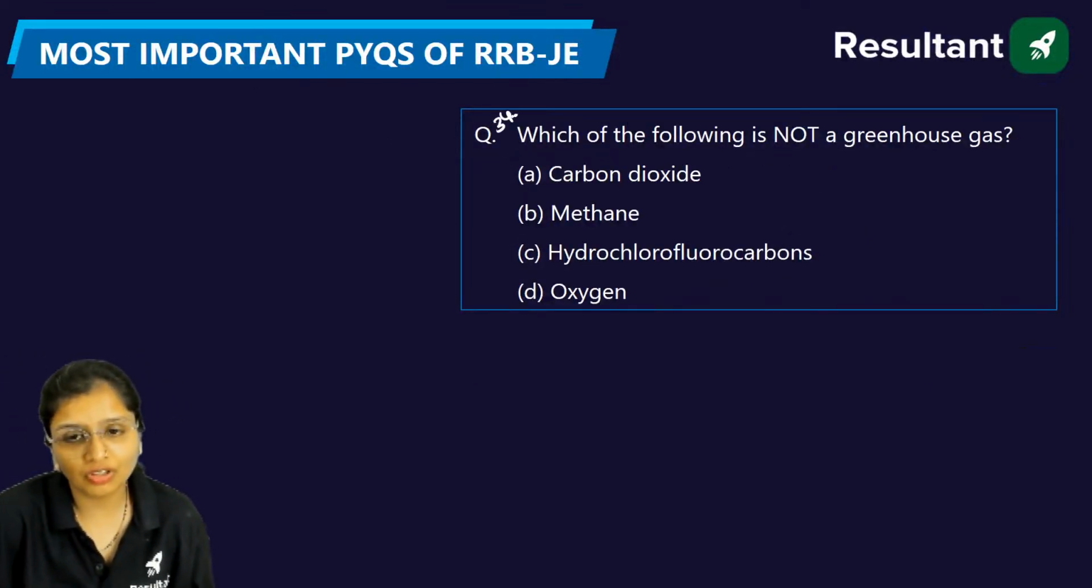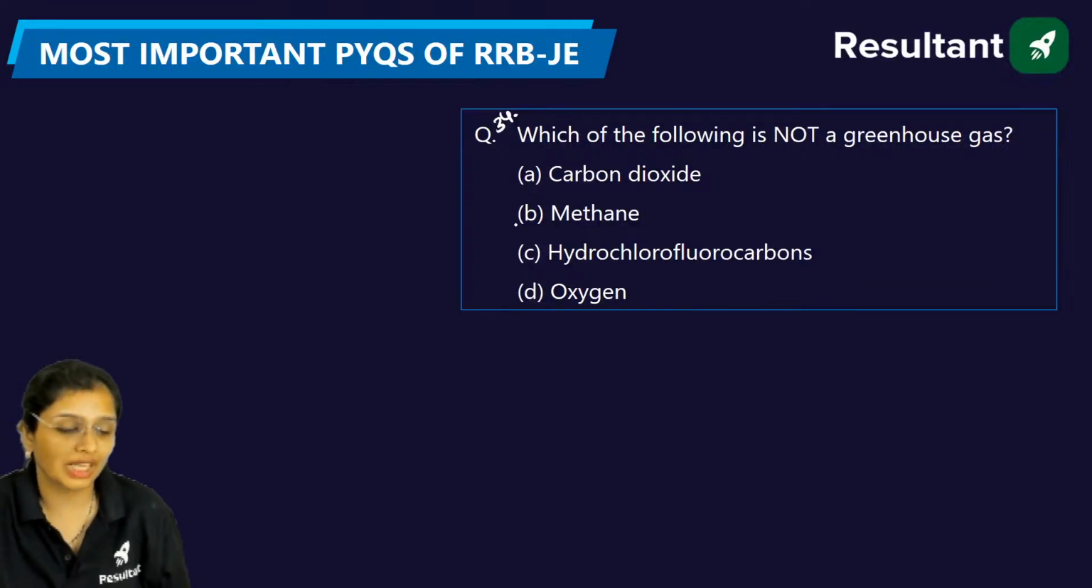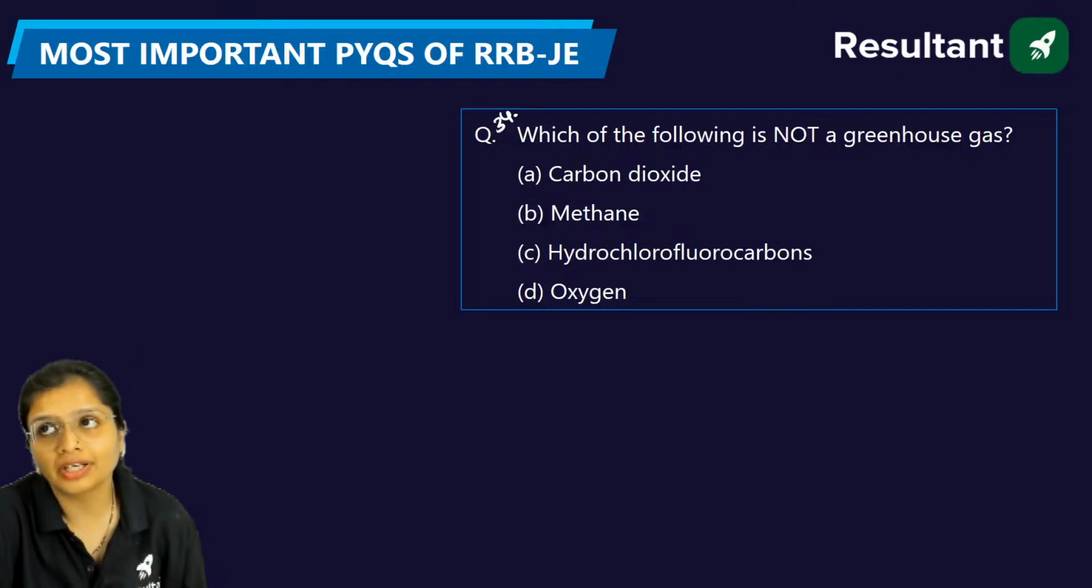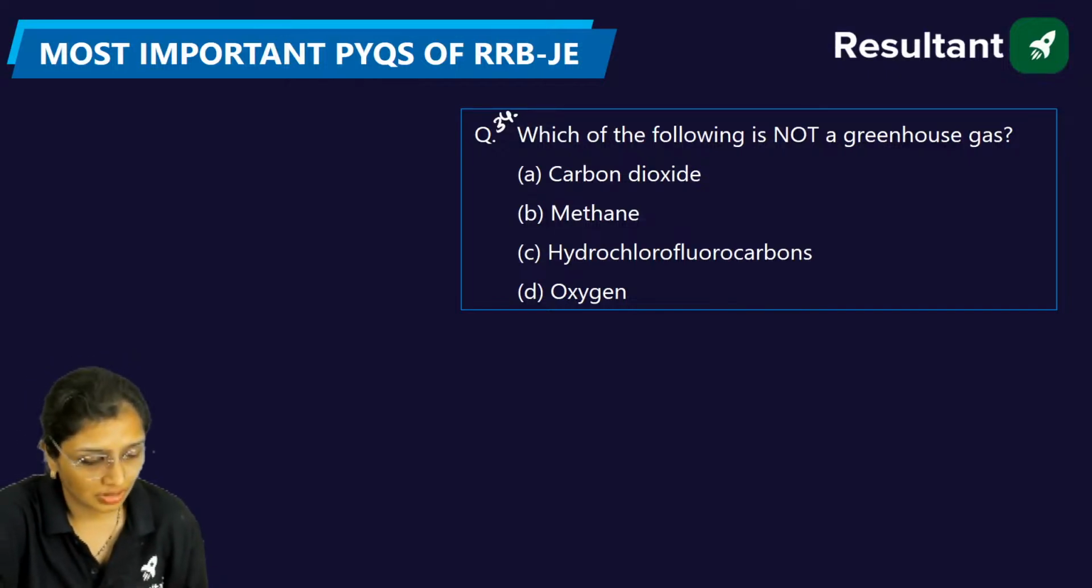Okay. Question number 34. Which of the following is not a greenhouse gas? Now this is an easy one. ये दो in 2 3 different sets they have asked. That time they have changed the option. जल्दी बताओ.